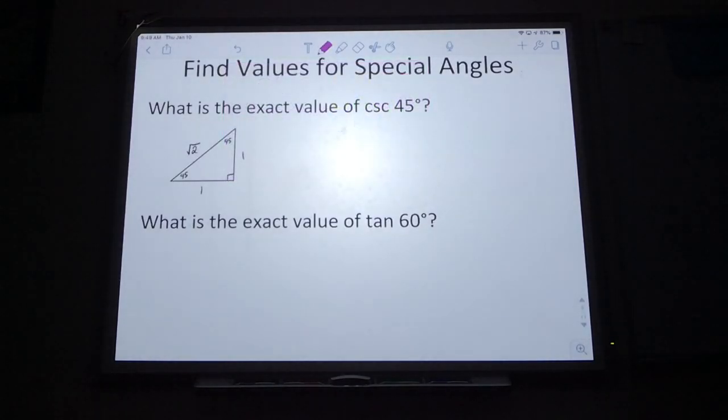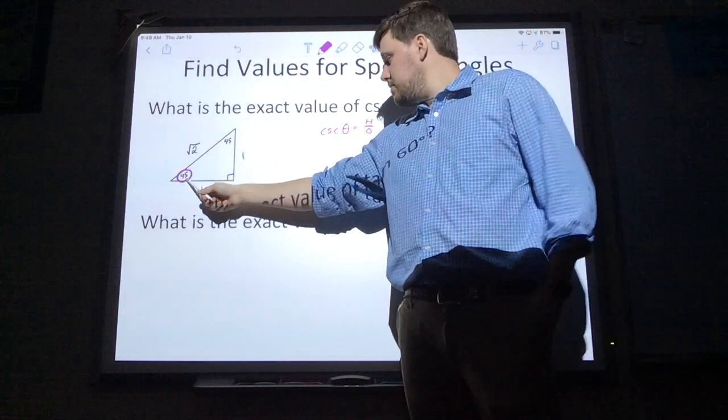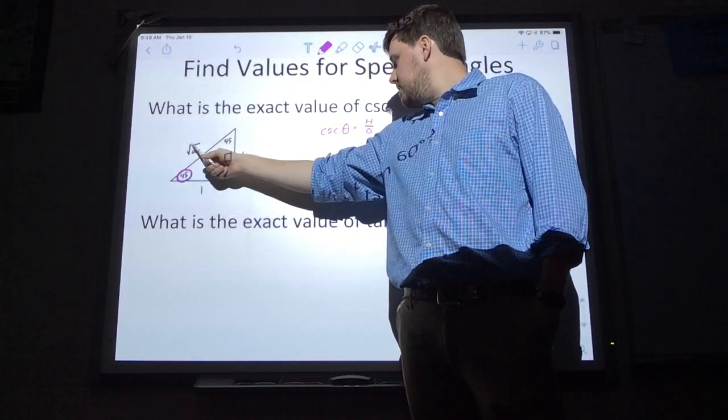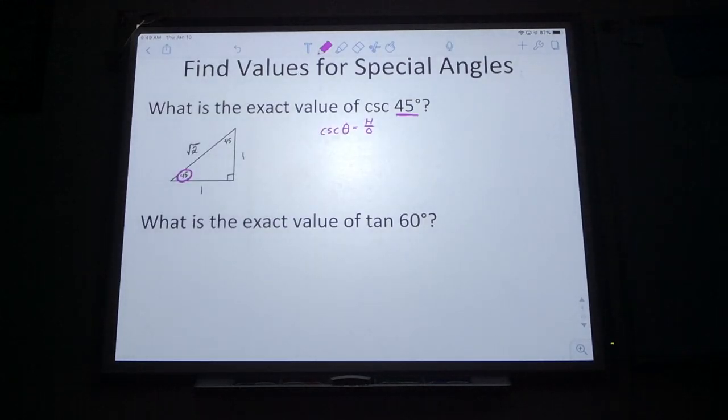Okay, so we know we're looking from this angle, so we can pick either one of those 45s. And then cosecant. What is cosecant? Cosecant is H over O, because it's the reciprocal of sine. So from this reference angle, you're going to do your hypotenuse on top of your opposite. So then your answer for that is just root 2.